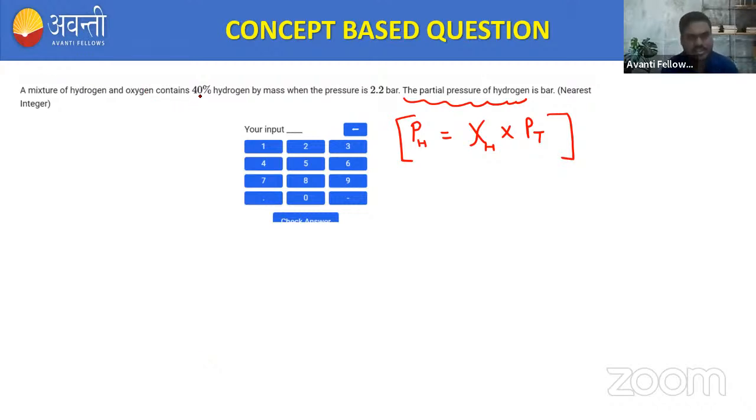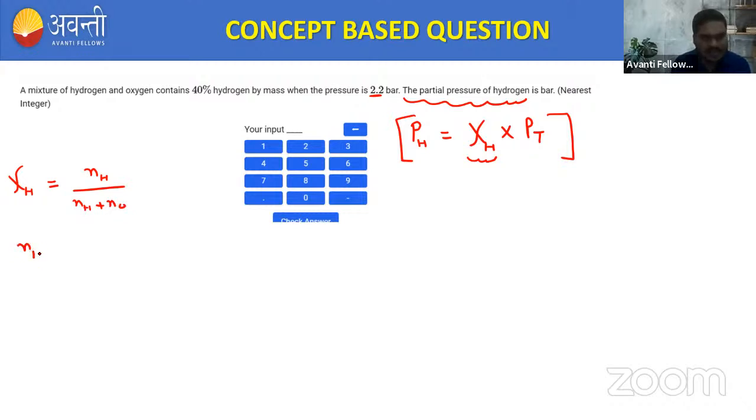And a mixture of hydrogen and oxygen 40% hydrogen by mass when the pressure is 2.2 bar. So total pressure is already given, that is 2.2 bar, right? So we need to calculate just the mole fraction. If you calculate the mole fraction of hydrogen, then we can easily calculate the partial pressure of hydrogen as well. So how will you calculate the mole fraction of hydrogen? The mole fraction of hydrogen is nothing but the number of mole of hydrogen divided by the number of mole of hydrogen plus number of mole of oxygen. This is what we have.